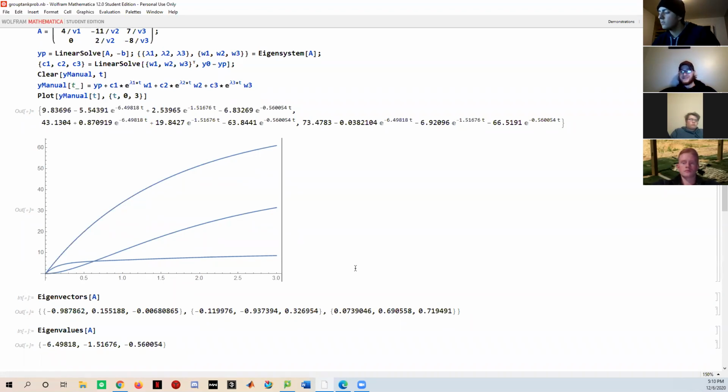Yeah, it just represents the equation. And that's our tank problem.